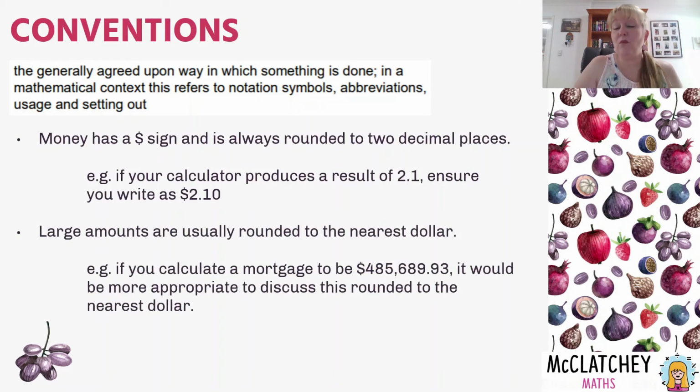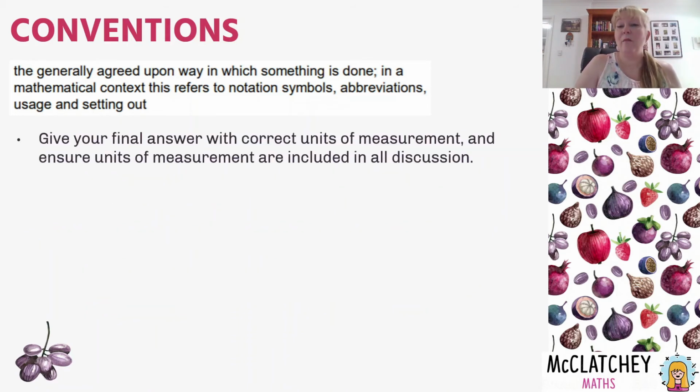But also, if you've got really, really large amounts, and we're talking hundreds of thousands of dollars, maybe you're calculating a mortgage for your financial mathematics assignment in Essential Maths. Well, you're not going to write $485,689.93. If you're going to discuss it, you would then round that to the nearest dollar, which would be more appropriate. Make sure you give your final answer with the correct units of measurement, and that any time you talk about that measurement anywhere in your assignment, you use the units of measurement to talk about it. It makes the numbers make more sense.